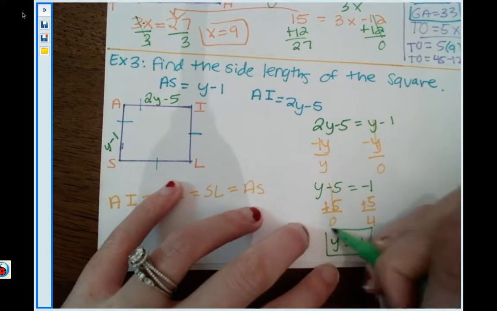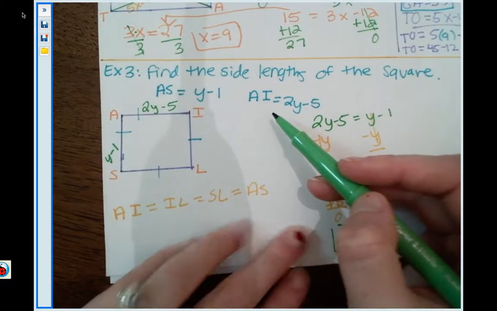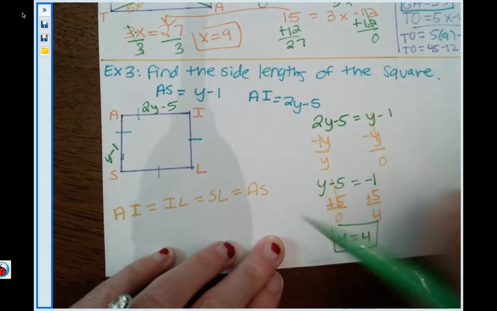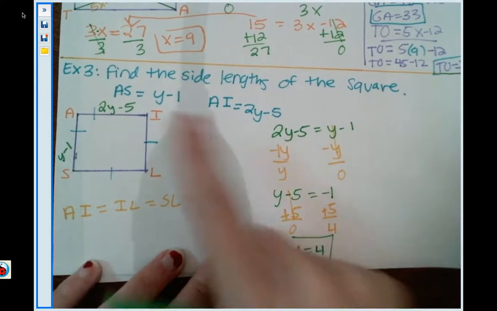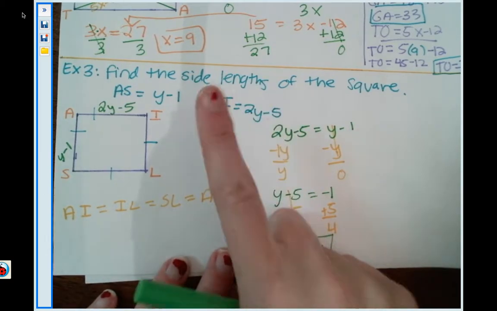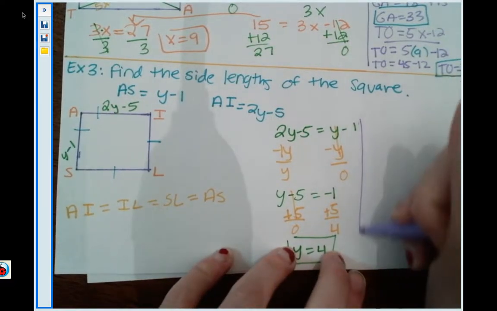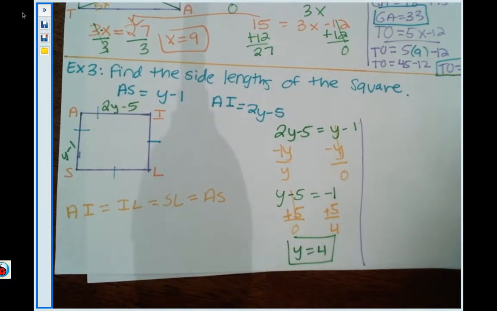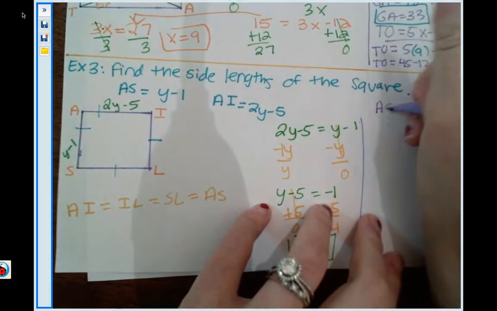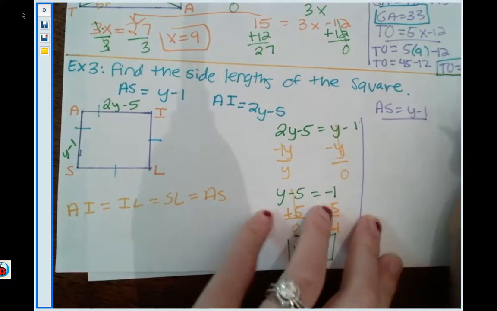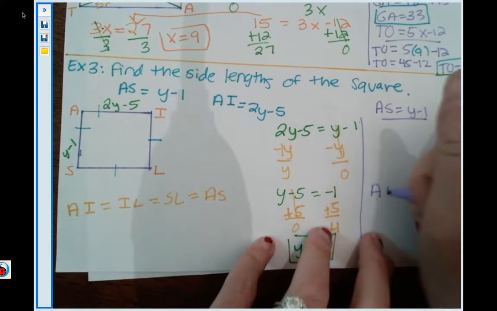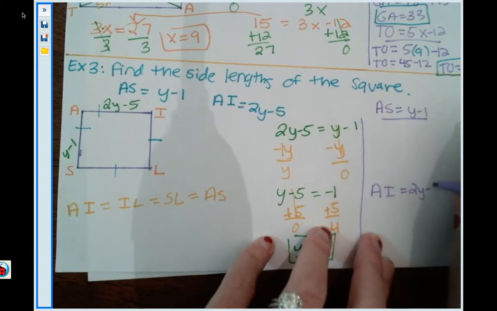We can use this information to help us find AS and AI, which, guess what, is the same as all the other sides. I know if I find one, technically I know the others, but it does not hurt to check our answer to make sure we did it correctly. So I'm going to do that over here. We're going to solve for AS, which is y minus 1, and we're also going to solve for AI, which equals 2y minus 5.